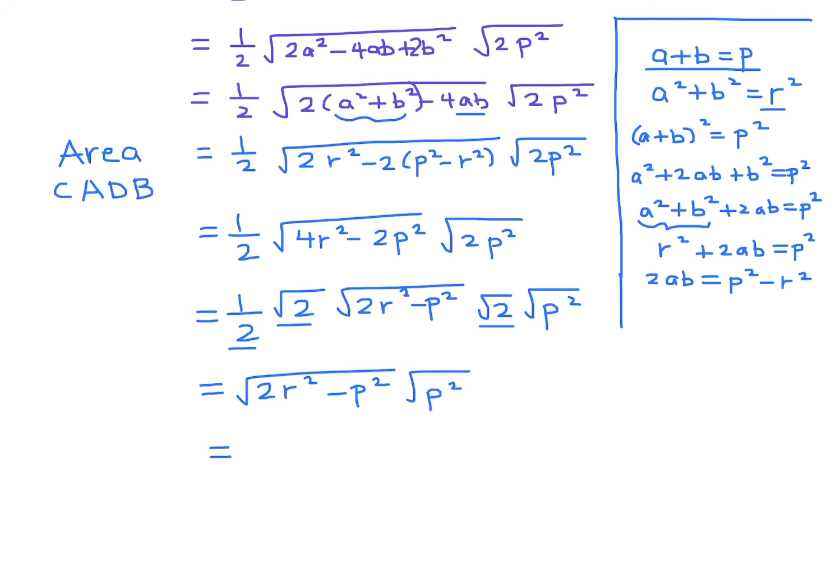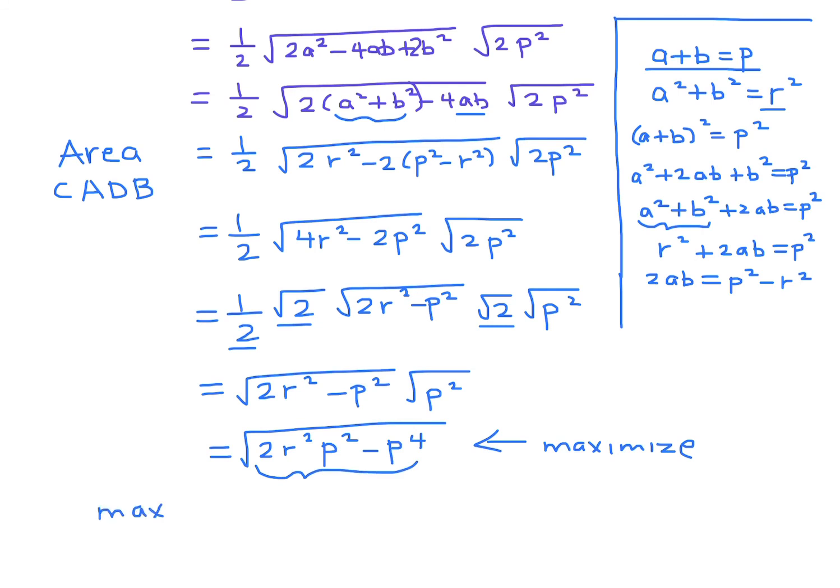And you can combine those, just put them all under the same square root. So we got 2r squared p squared minus p to the power of 4. Okay, so this is what we're trying to maximize. So if we're trying to maximize that, then we really just need to be concerned with what's under the square root sign. So this basically becomes trying to maximize 2r squared p squared minus p to the power of 4.